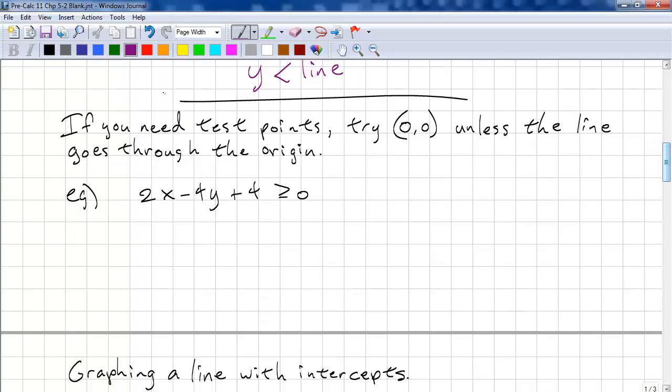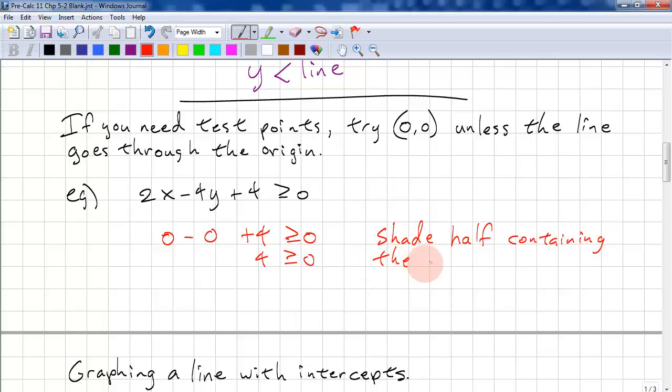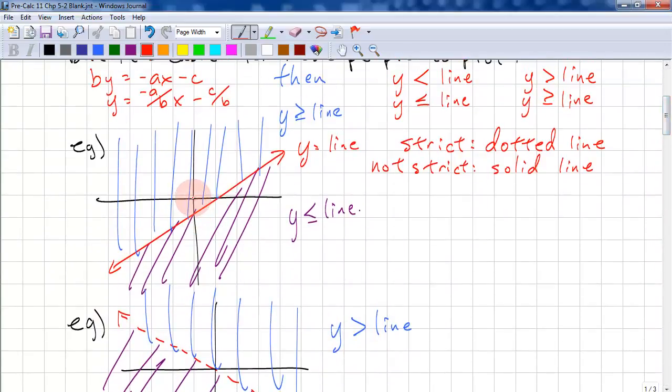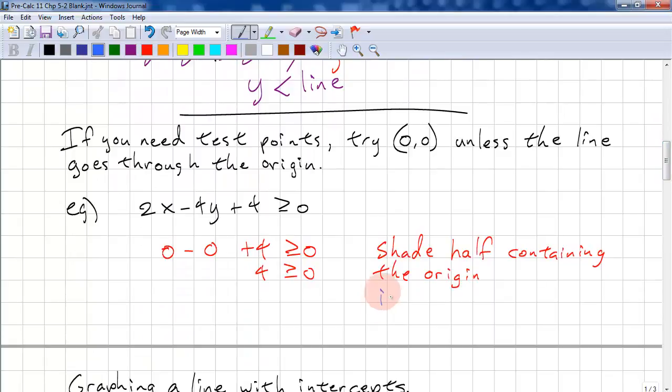Now, if you need to do test points, always try 0, 0 unless the line goes through the origin. So let's try this example. If we have 0 minus 0 plus 4 is greater than or equal to 0, that means this is true. 4 is greater than or equal to 0. So we shade the half containing the origin. So let's look at this. The origin is in this half, and if it's true, we shade this half. If false, shade other half.